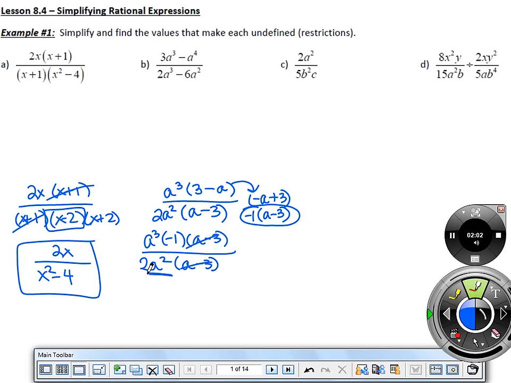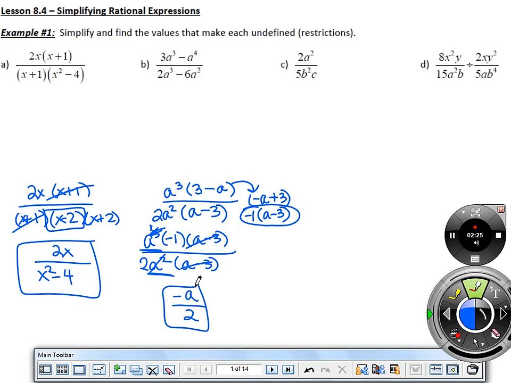Now here I have a factor of a squared, which is a times a. And here I have a factor of a cubed, a times a times a. So a squared cancels out 2 of the a's that are multiplying, which would leave 1 in this power up here still. So I would end up with negative a in the numerator and 2 in the denominator.